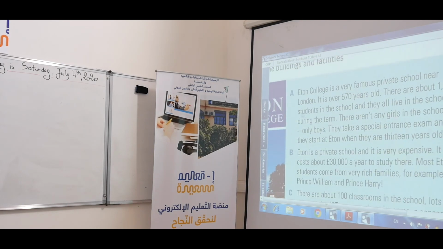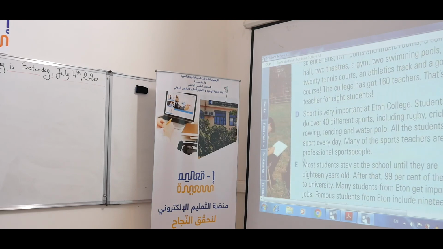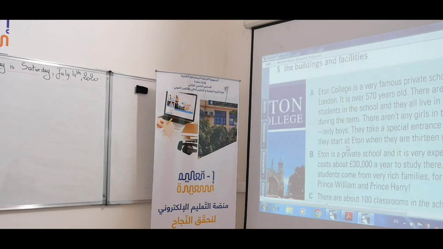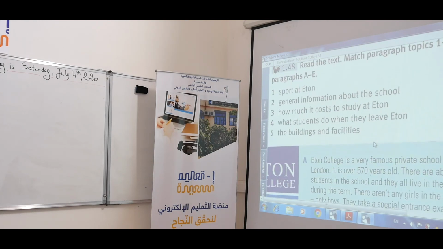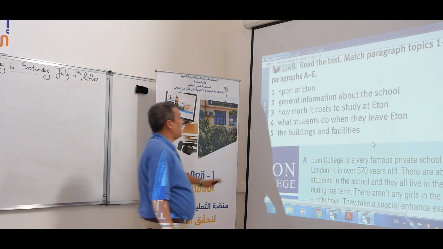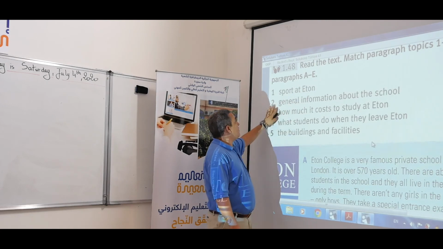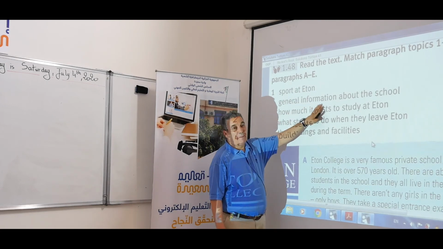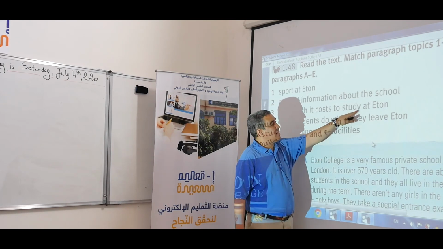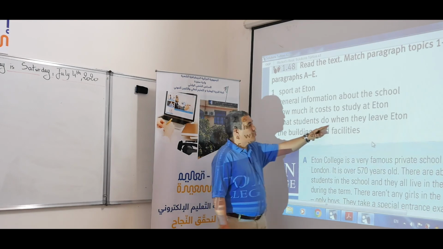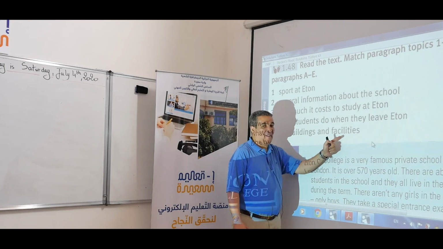We've got A, B, C, D, and E. I've got some headings here. Number 1, sport at Eton. Number 2, general information about the school. 3, how much it costs to study at Eton. What students do when they leave Eton. The buildings and facilities.